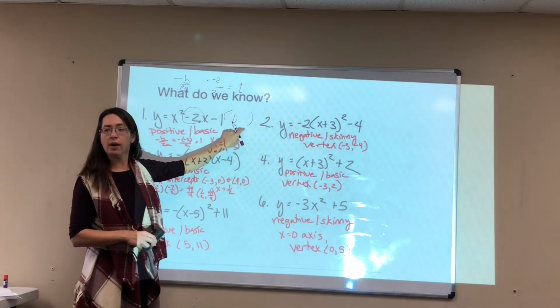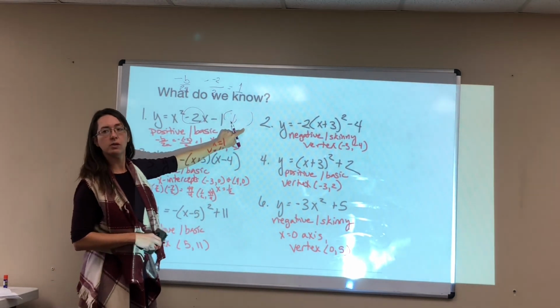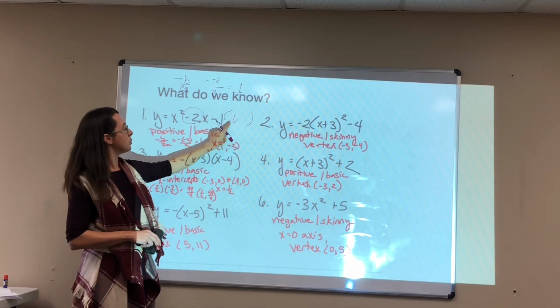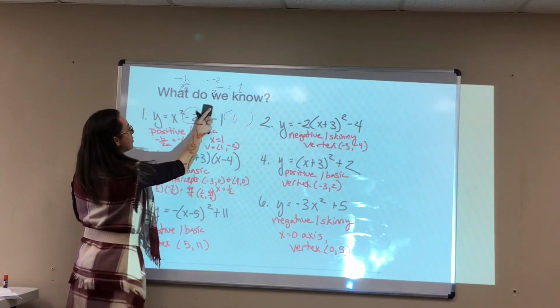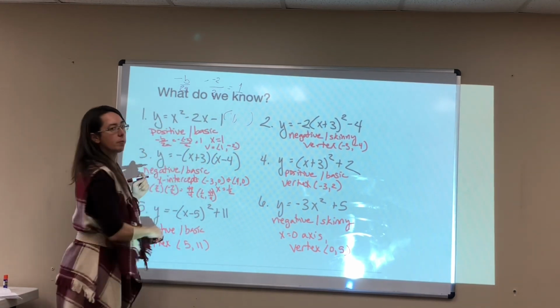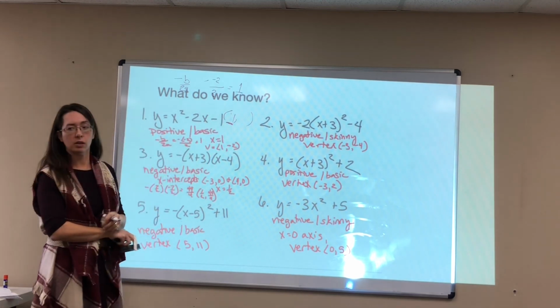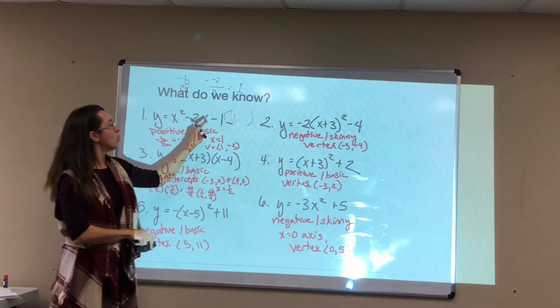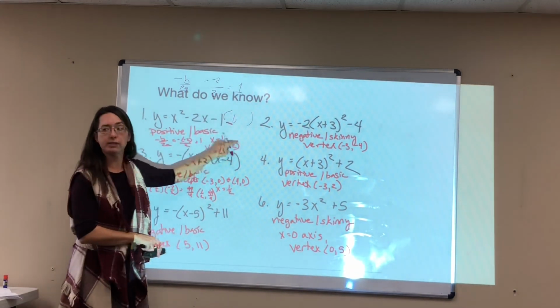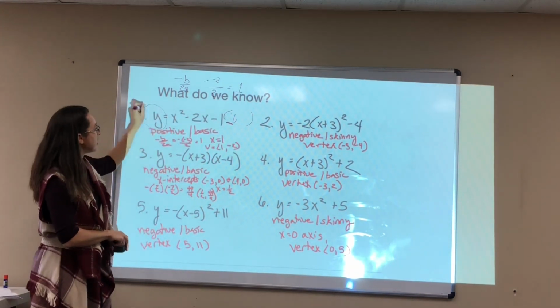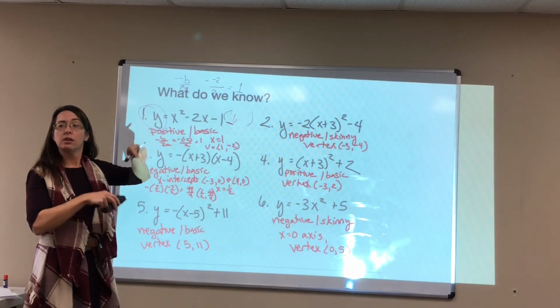How do we find the Y value for the vertex? We now know the X value. How do we find the Y value? You just make the x's 0? We make the X what? 1. Yeah, we're trying to find this coordinate point. Our equation tells us what x equals.